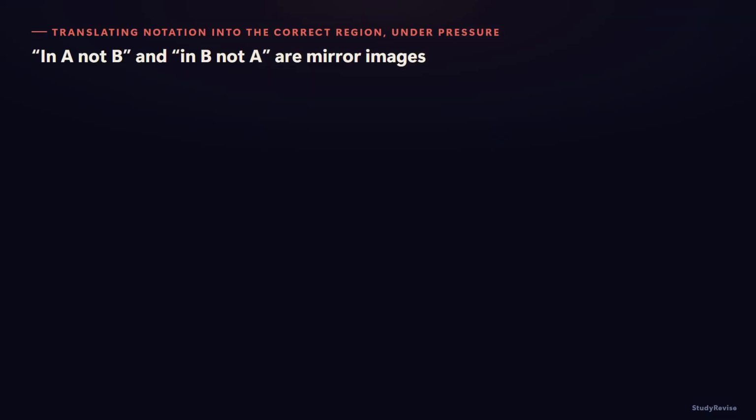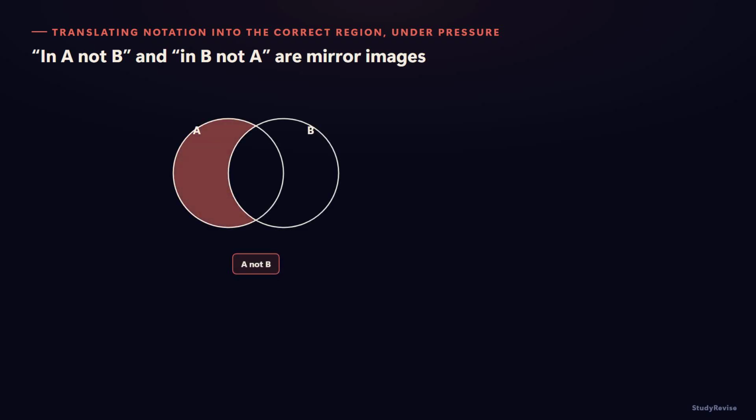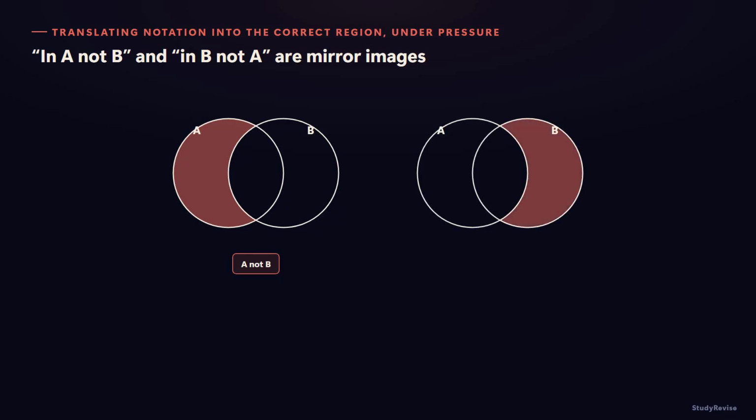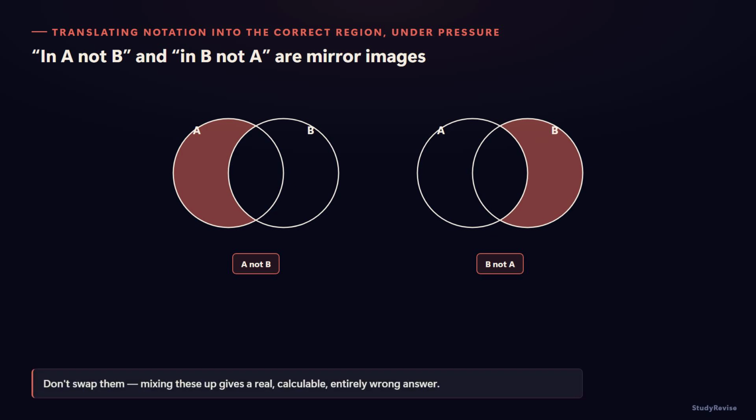The trap that costs marks isn't the definitions themselves. It's translating notation into the correct physical region under exam pressure, especially telling apart in A but not B from in B but not A. They're mirror images of each other, and mixing them up gives a real, calculable, entirely wrong answer.